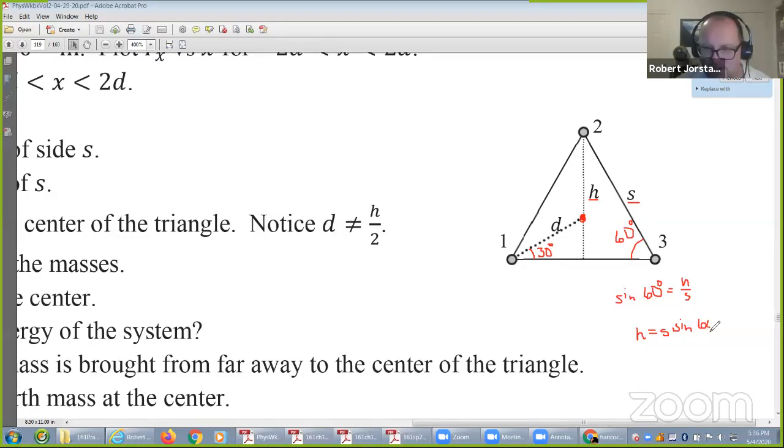Are there other ways? You bet. Memorization is an easy one. All right. But now what about this side? How do we get this side? Well, I know this side is S over 2. Agreed? Because this is cut in half. So this part right here is S over 2.